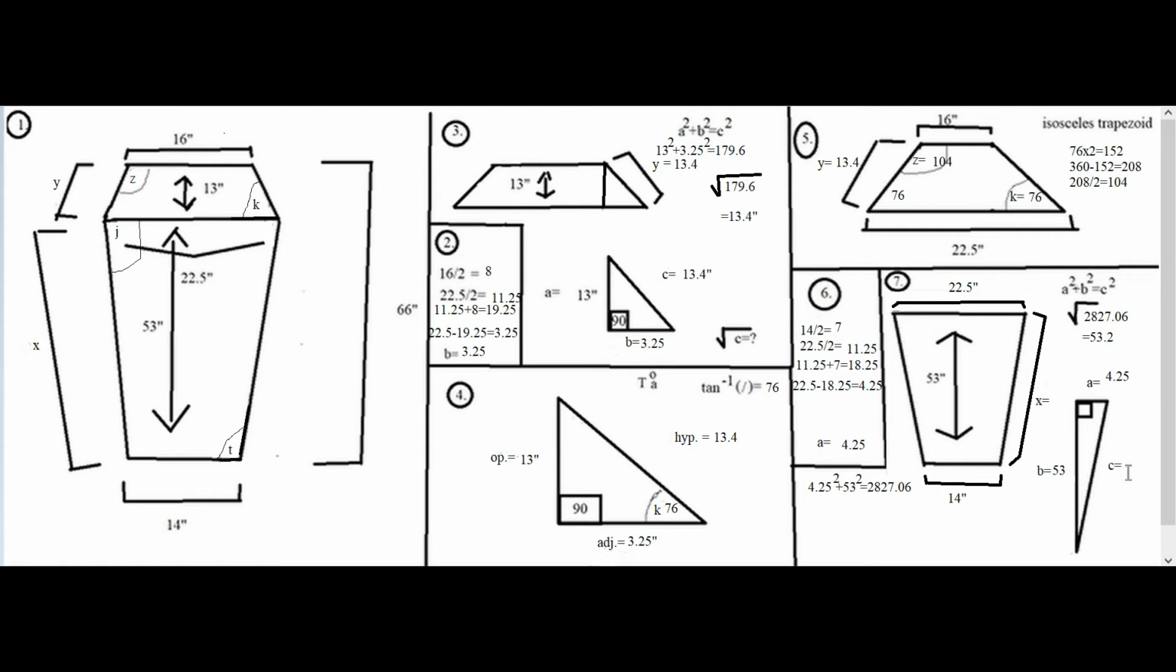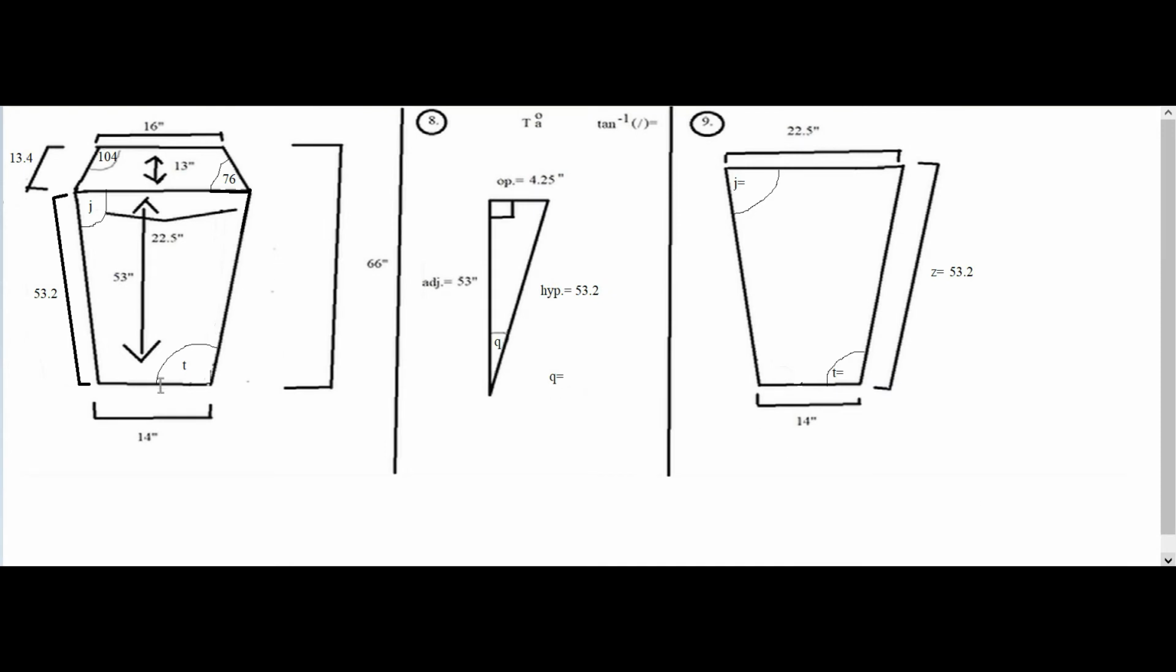So now we're going to go ahead and plug that into C, 53.2. And C was also our X that we were looking for. So X equals 53.2. And now that we've found out the length for this trapezoid, we're going to go ahead and try to find the angles. Then we're going to be looking for angle T and angle J.